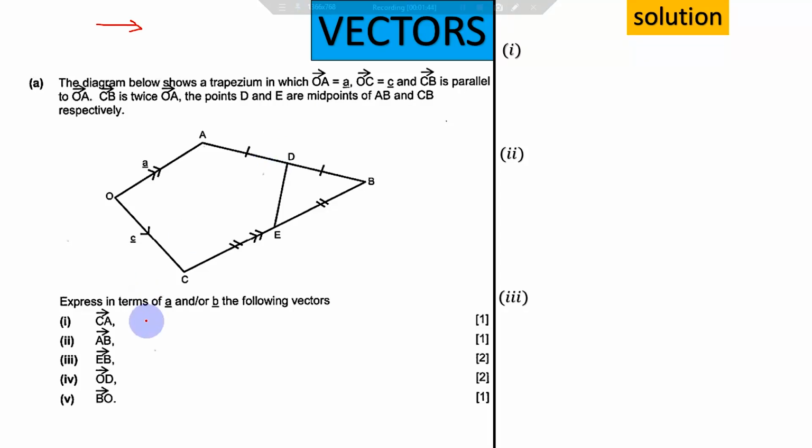This is part one of vectors. We are going to handle questions that do not involve ratios, meaning you don't want to miss part two, where we have ratios, so that you have a clear picture on how to handle vectors. The first question is saying express in terms of A and or C the following vectors. Okay, meaning they can either be A alone, or you can have both A and C in your answers. The first question is saying find vector CA.